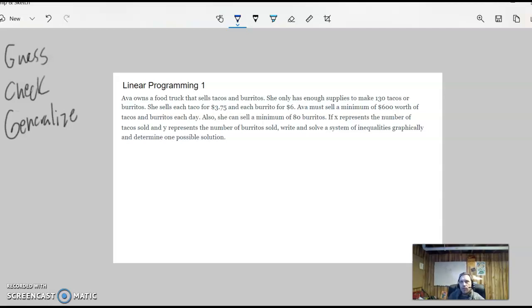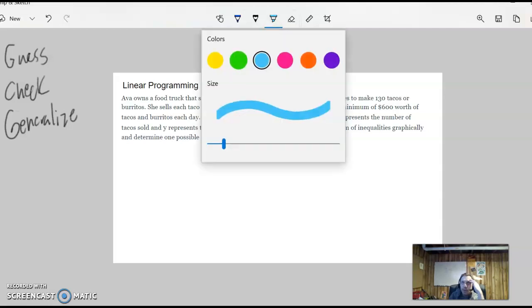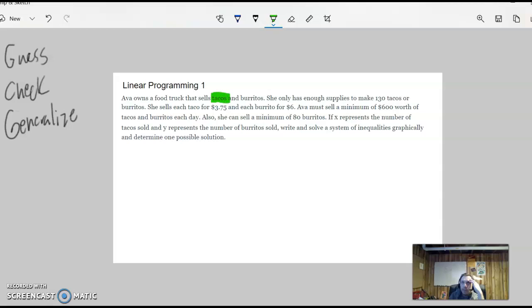All right, so as you read through this problem, you find out Ava has a food truck. She's selling tacos and burritos. So I like to try to keep track of things that are happening here that are important. I either write them down in my notes or I highlight them in my textbook or on the computer. So she has tacos and burritos. She has enough supplies to make 130 tacos or burritos. Okay. She sells each taco for $3.75 and each burrito for $6.